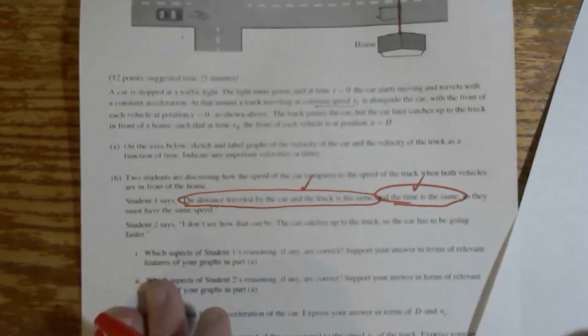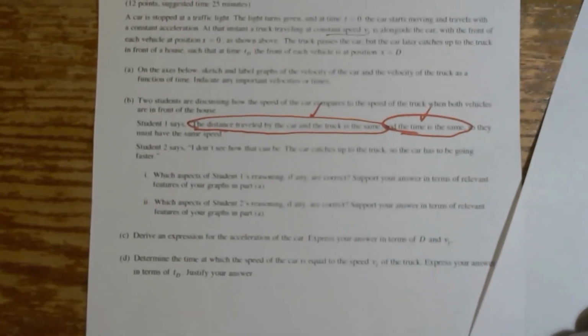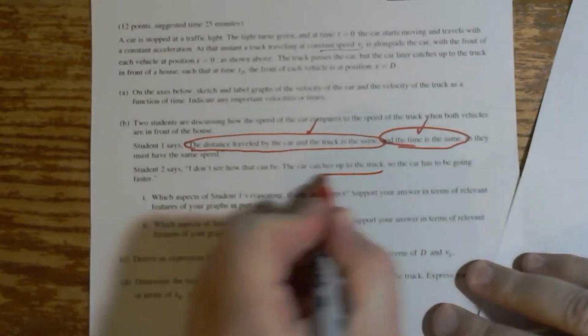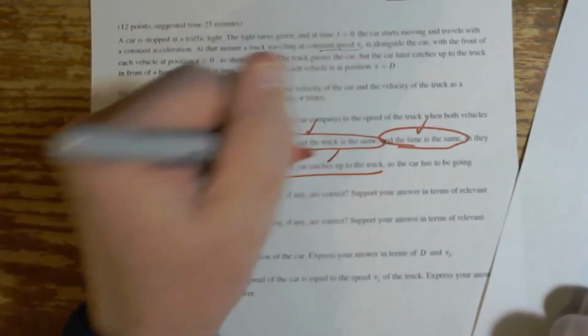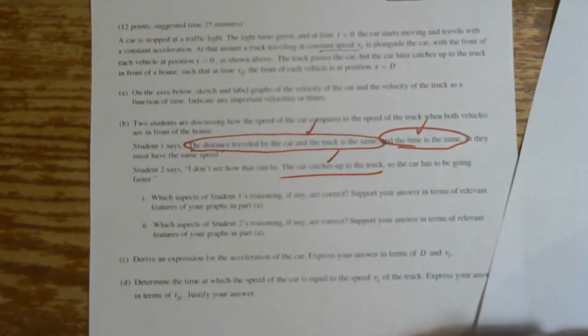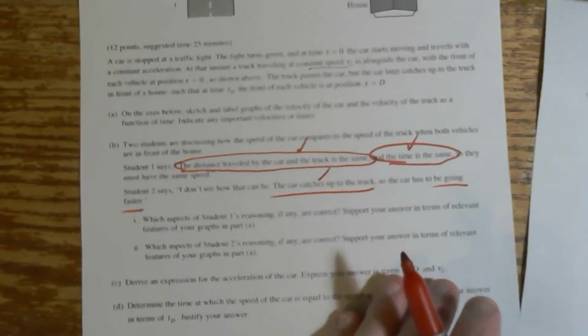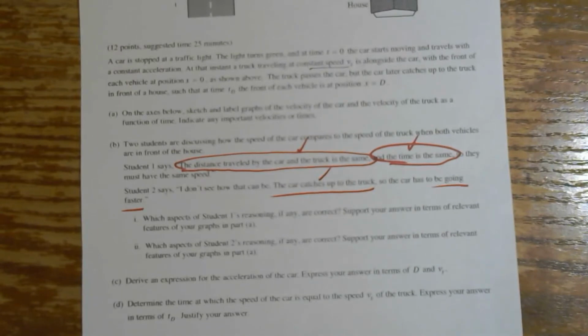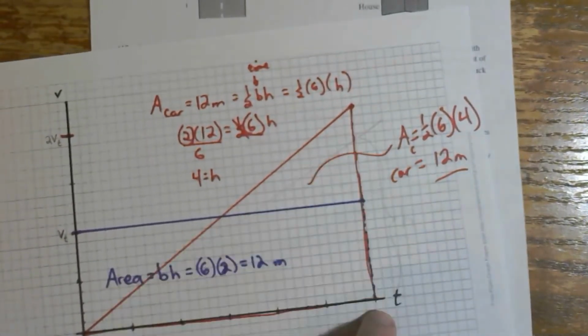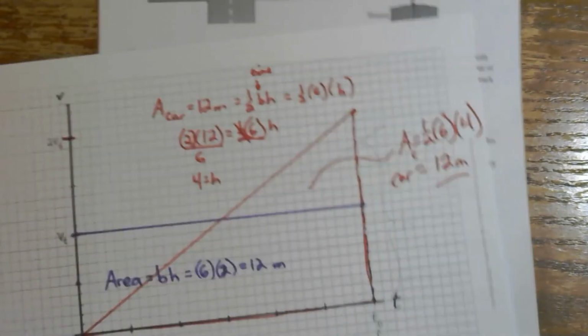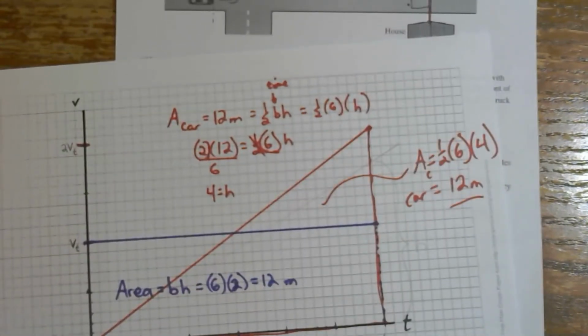Now, student 2 says, I don't see how that can be. The car catches up to the truck. That's a true statement. The car does catch up to the truck. So the car has to be going faster. Well, that is a true statement, because that feature of that graph, whenever we looked at it, we said, hey, at time TD, the velocity is twice as much as the truck.